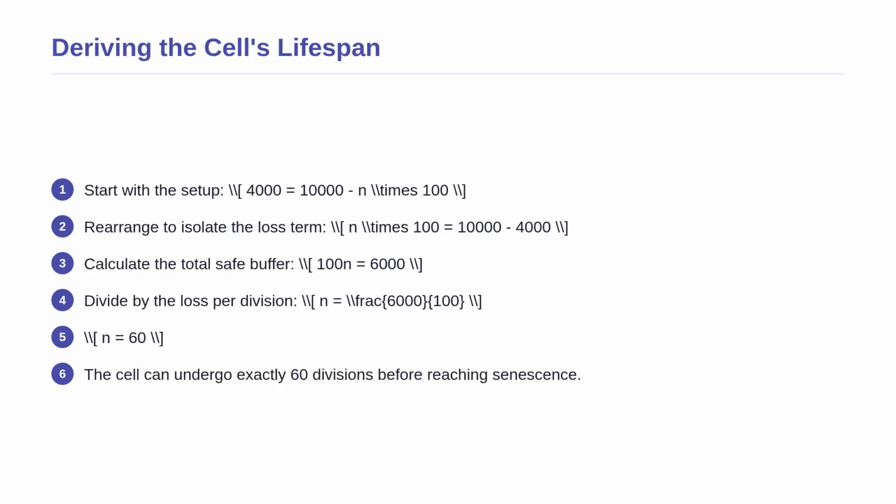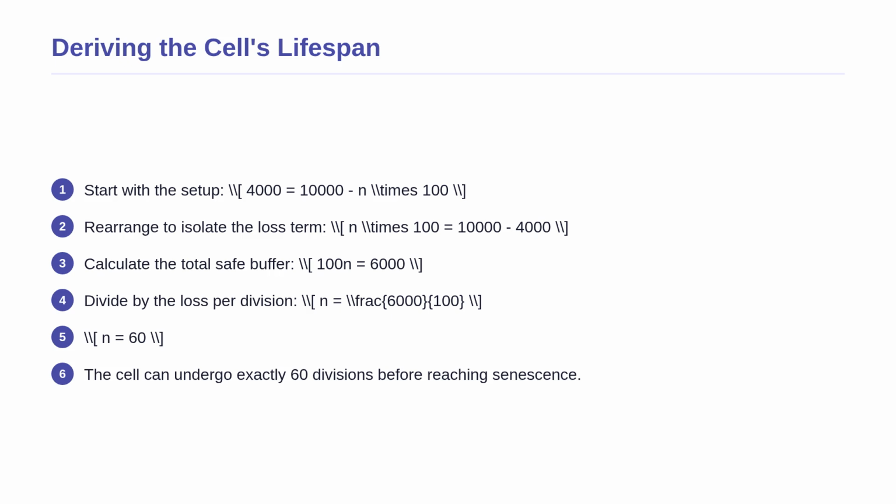Now that we have our equation set up, let us walk through the algebraic reasoning to derive the cell's exact lifespan. We start with our substituted equation. Our goal is to isolate n. First, we rearrange the equation by subtracting 4,000 from 10,000. This subtraction is physically meaningful. It tells us that the cell has a safe buffer of exactly 6,000 base pairs before it hits the danger zone. We set this buffer equal to 100n, which represents the total loss over time.